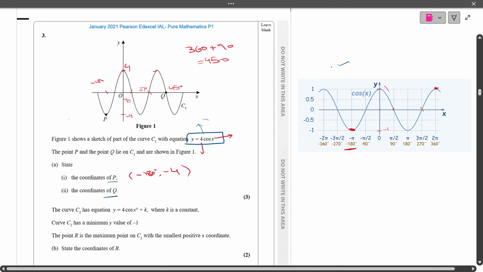And the coordinates of Q are 450 and y, because it's an x-intercept, so y is 0 there.